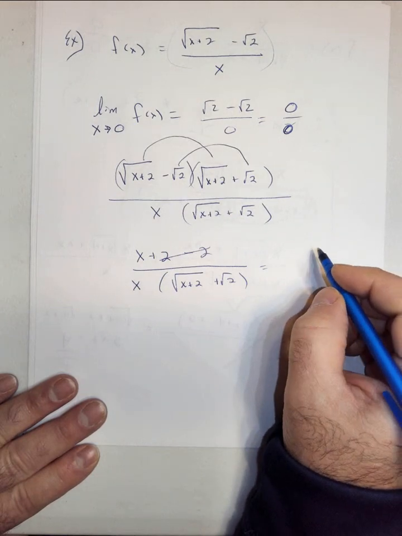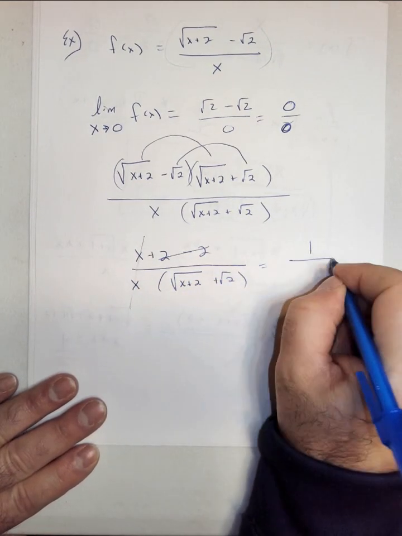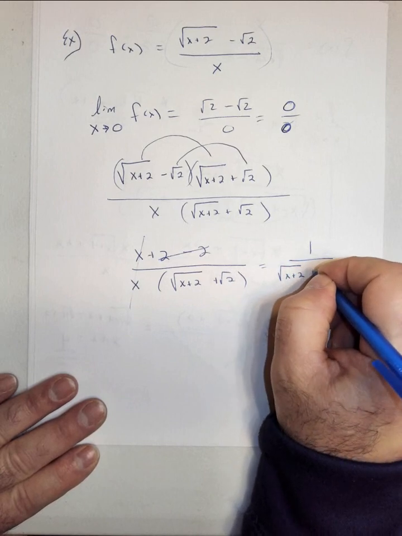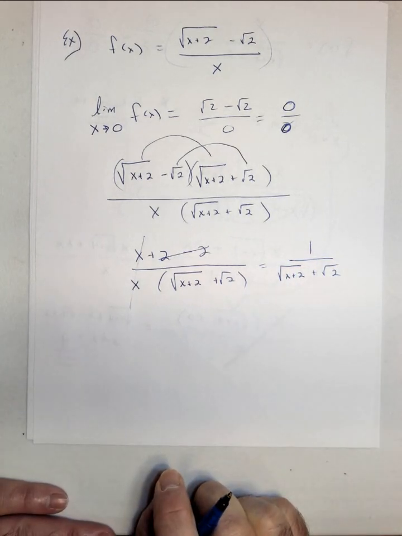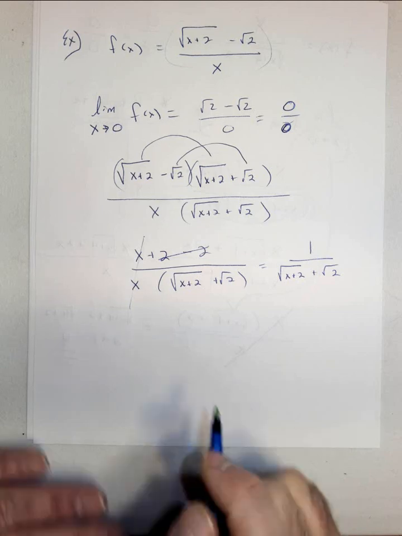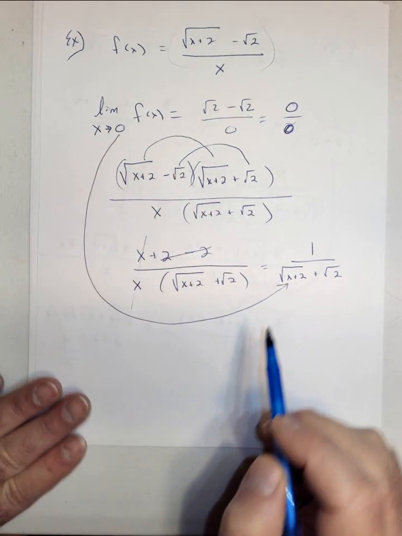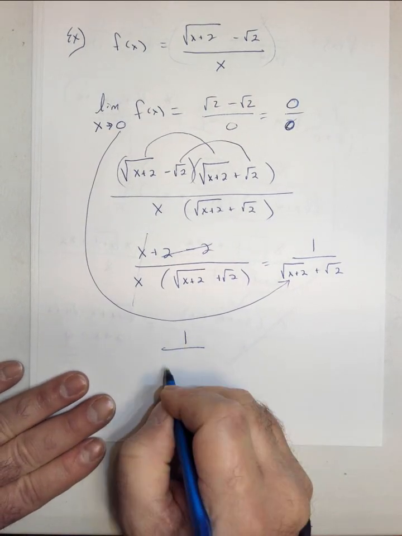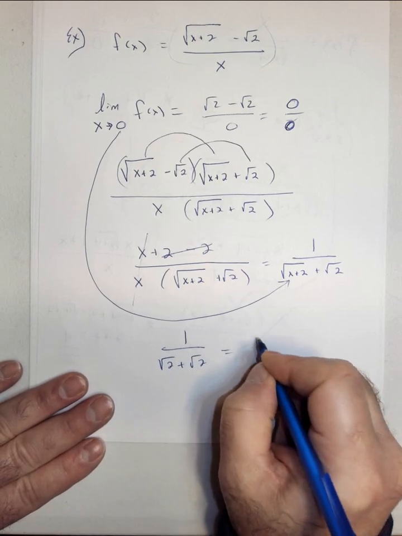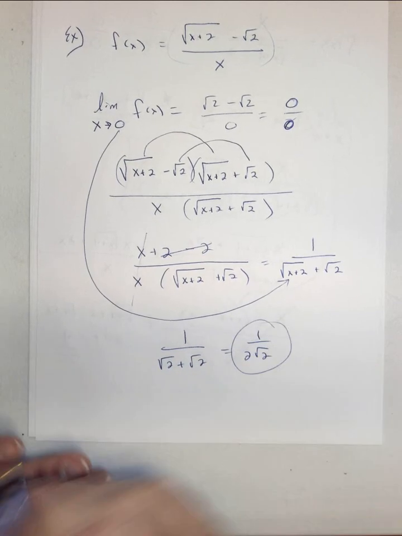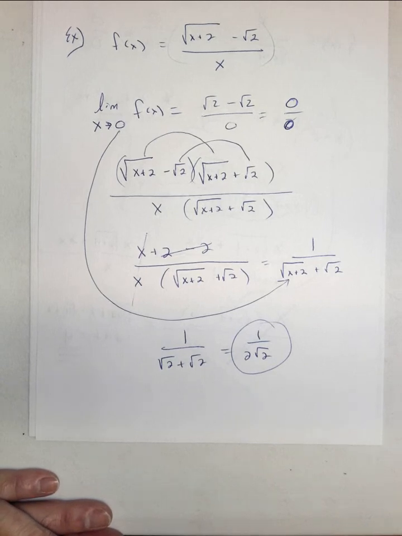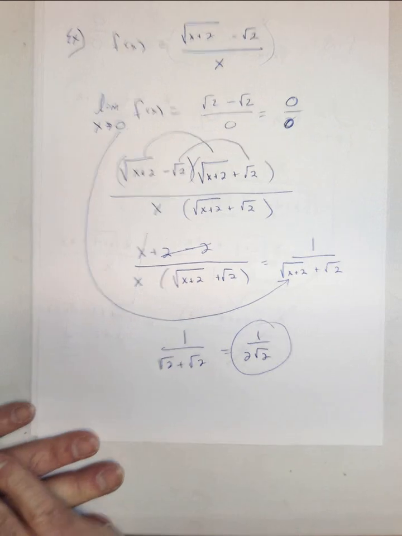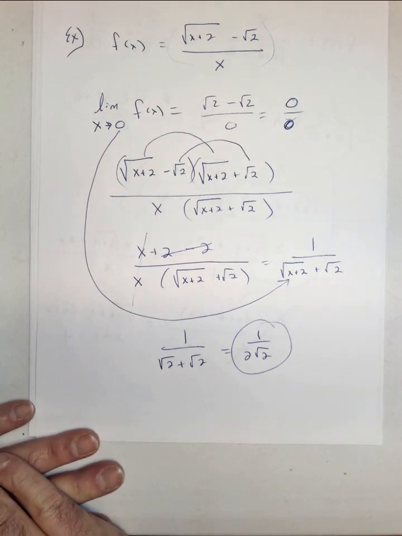So we get x over x. There goes your hole. So we're left with 1 over that. So again, then to find the limit, all we do is we take our x value, plug it in. Again, looking for the y value of the hole. That's all we're doing here. So we get 1 over the square root of 2 plus the square root of 2, which is 1 over 2 root 2. And just leave it. No need to rationalize that. But that would be the limit. That's the value that we are approaching when we let x go to 0.